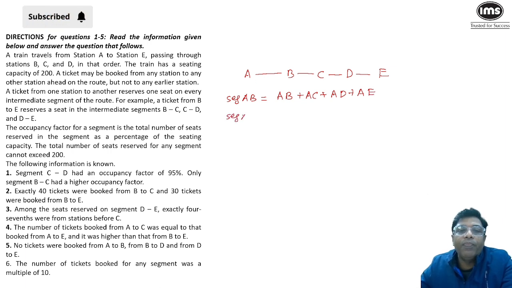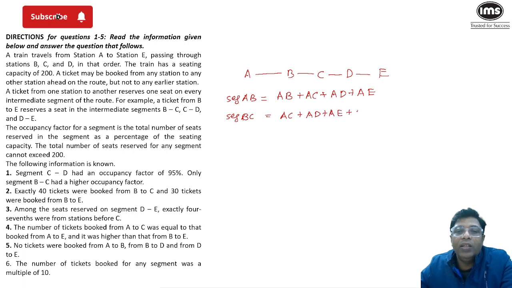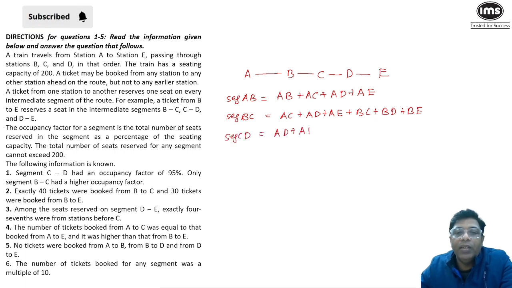Similarly, for segment BC, the people who book tickets from A to C, A to D, and A to E, similarly B to C, B to D, plus B to E. All these people who have booked these tickets will reserve a seat in segment BC. Similarly, I can write for segment CD: AD plus AE plus BD plus BE plus CD plus CE. And what about segment DE? That is AE plus BE plus CE plus DE.